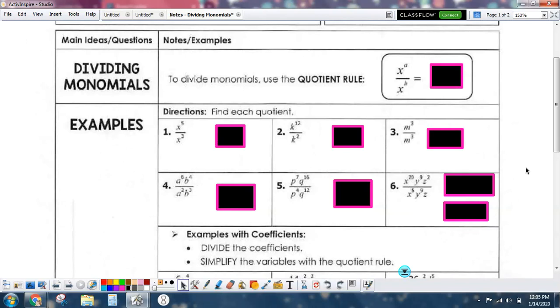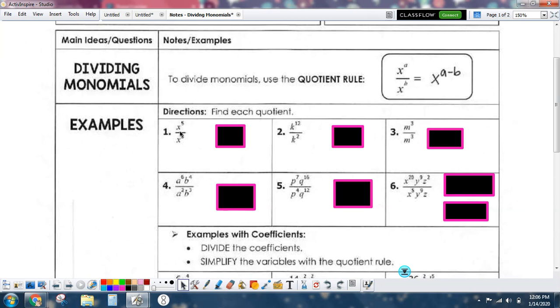So last time we talked about the power rule when we're using the exponents, and today we're going to talk about the quotient rule, which is what we use when we divide monomials. So the quotient rule is just showing that when we have our monomial divided by our monomial, same bases, different exponents, we want to subtract the exponents. So if you have x to the a power divided by x to the b power, your answer is going to be x to the a minus b power.